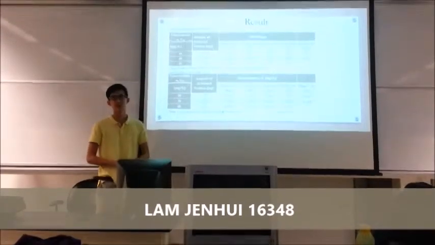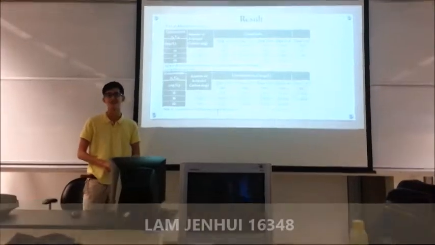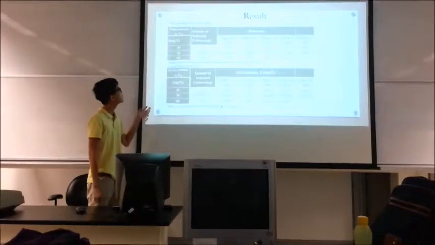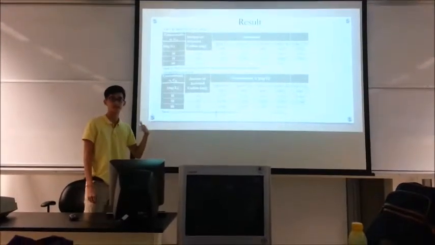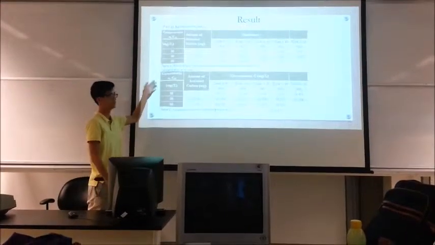Now I'll proceed with the results. My name is Lam Jin Hui and my matric ID is 16348. As you can see, these are the results that we obtained from the experiment. We tabulated it in the form of tables.